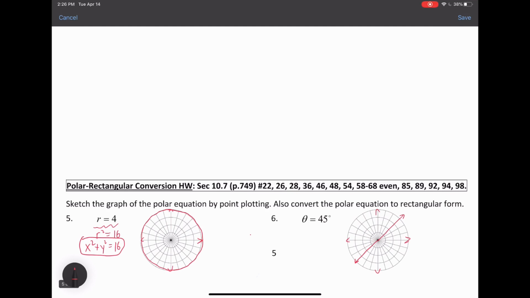There's your line. I'm wondering if you could guess off the bat that its rectangular equation is going to be y equals x. And we know there's a definite reason for that: tangent of theta always equals y over x if we're trying to convert to rectangular form, and theta here is 45 degrees. So tangent of 45 degrees equals y over x. Tangent of 45 degrees is 1, and that equals y over x, which leads you to this rectangular form.